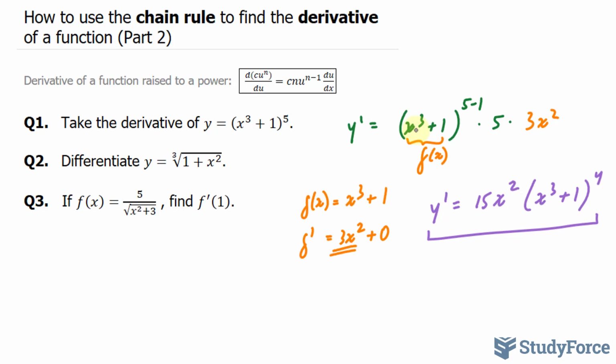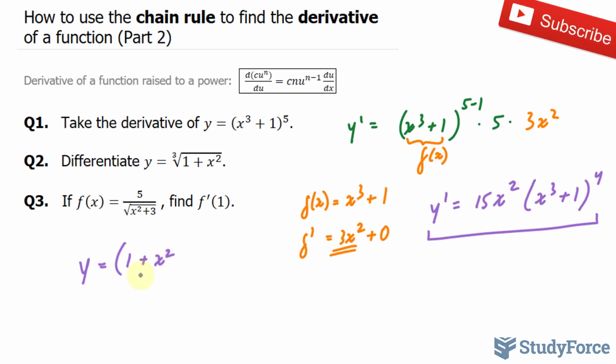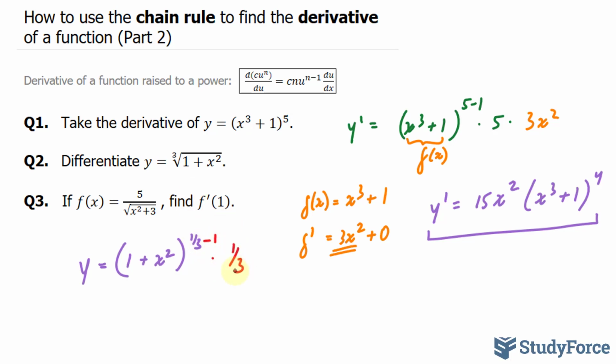In question 2, they ask us to differentiate the equation y is equal to the cube root of 1 + x^2. Instead of writing it in radical format, you can write it down as a fractional exponent. So this becomes y is equal to (1 + x^2) to the power of a third. Mathematically, this expression and this expression mean the same thing. Now we can apply the chain rule. We can subtract 1 from 1/3, multiply the whole expression by a third, and find the derivative of the base.